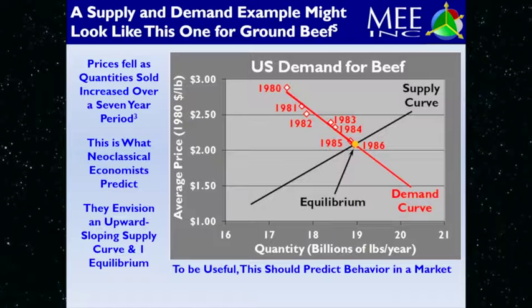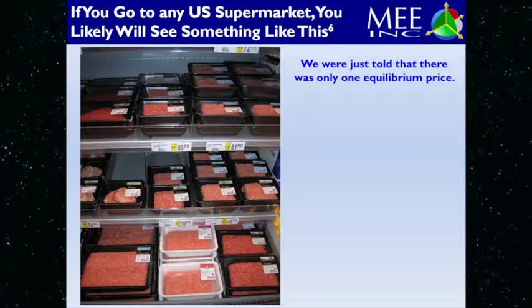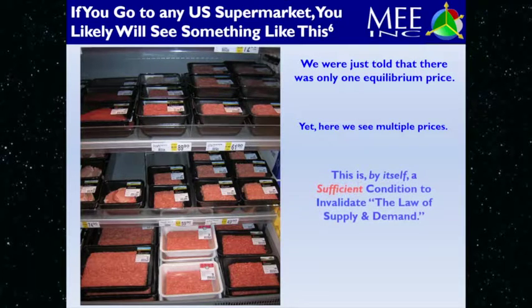Now, in order for this to be useful, it should predict behavior in the market. We're going to ask ourselves the question here, does it? Does it really work? Well, if you go into any U.S. supermarket, you're likely to see something like this when you get in the ground beef section. What we see here is we're just told that there was one equilibrium price, but yet we're seeing several. This by itself is a sufficient condition to invalidate the law of supply and demand. We're going to need to know what it is that explains prices, and we're going to see that in our next video.